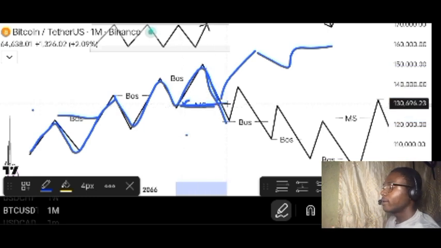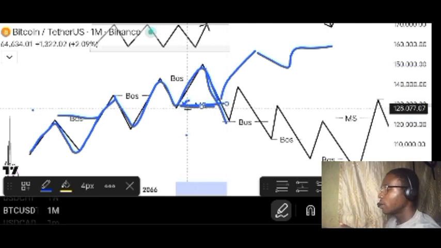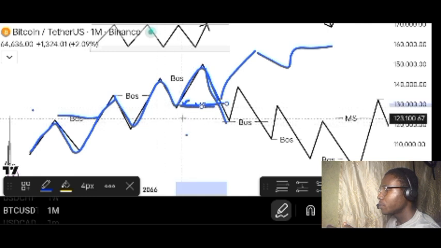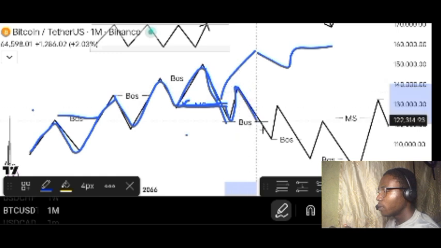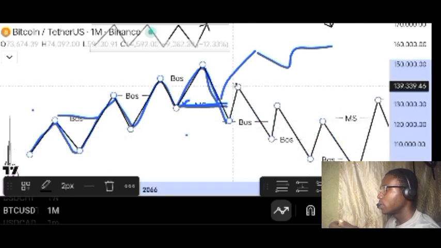Then again, let me delete this, let me clear all these shits. So again, the same pattern occurs here. Let me delete all this. It's taking much of my time. Oh my god. I'm just being careful so I will not delete the lines, because it took me a lot of time to draw that line.